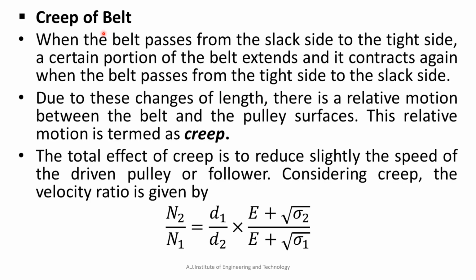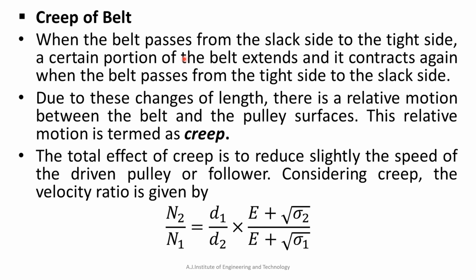Next, we'll see what is creep of belt. Creep of belt is when the belt passes from the slack side, the upper side of the surface. I already told you the pushing action takes place. The belt is transferred from the slack side to the tight side. The tight side is the lower side. A certain portion of the belt extends, and contraction takes place when the belt passes from the tight side to the slack side.